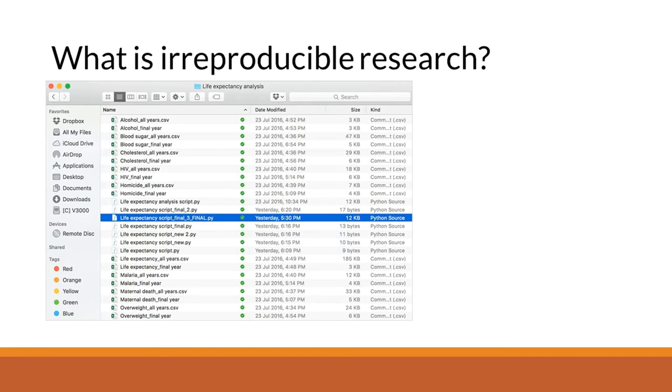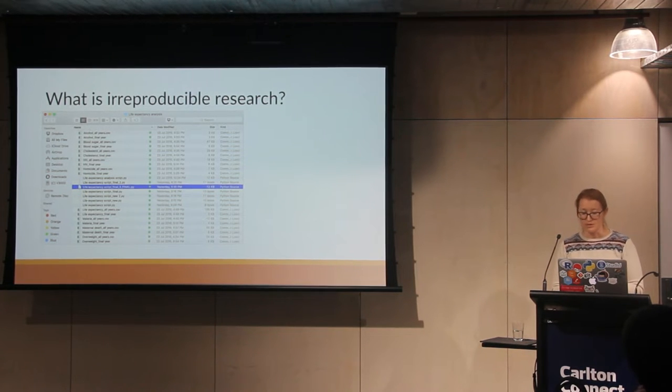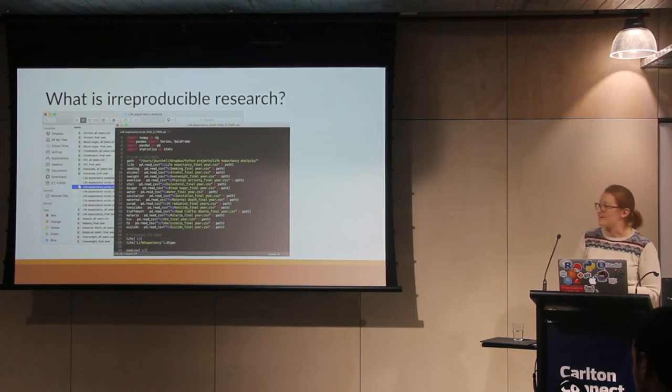So in this folder, I have 30 different data sets, and I also have 7 different Python analysis scripts. And I've given them a completely incomprehensible naming structure. I have no real way of knowing what is actually the most current working file. I'm going to take a gamble and open up what looks to be the most current file, the helpfully named life expectancy script, final. And there's really not a lot here to guide me as to what my final analysis actually was and what my findings were. So it makes it really difficult when I pick this up again to start where I left off.